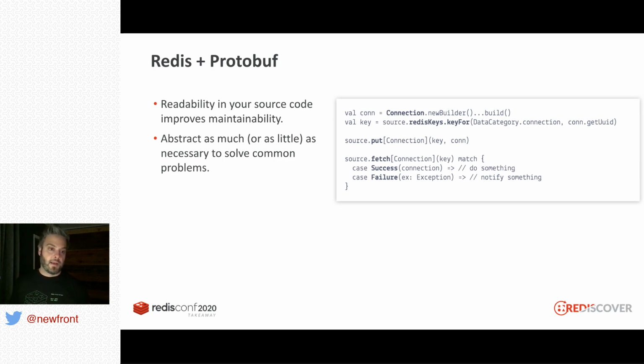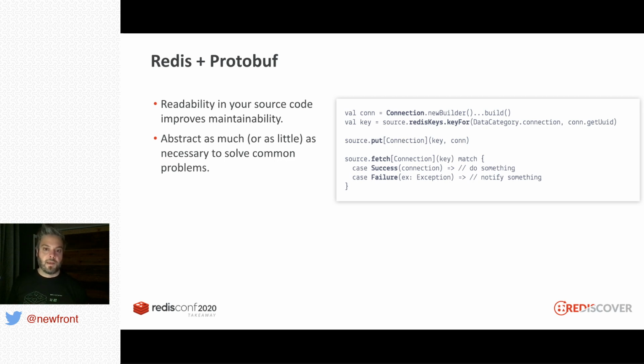And just think about this being a connection object. So then we have basically the source object we talked about before. So the Redis source. And so basically Redis source has Redis keys baked into it. So we can say, okay, source.redis keys, I want to get a key for this connection category. I'm going to pass along my UUID. At that point, you get your key.